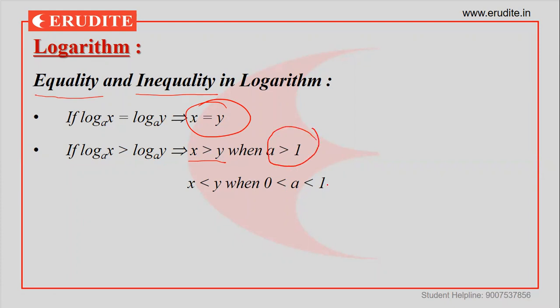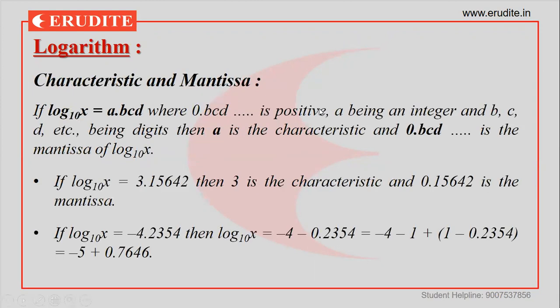If a is less than 1, that means a fraction, but it cannot be less than 0 also. So if it is less than 1, at that time the inequality reverses. So very important as far as inequality is concerned: x is greater than y whenever a is greater than 1, and x is less than y whenever a is between 0 and 1. So this way we can find some equality and inequality applications.